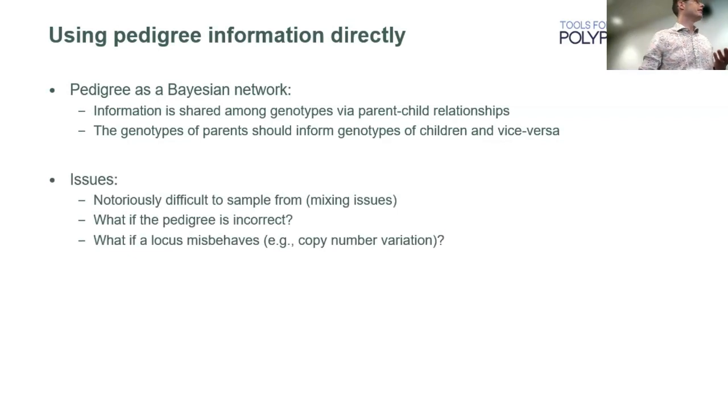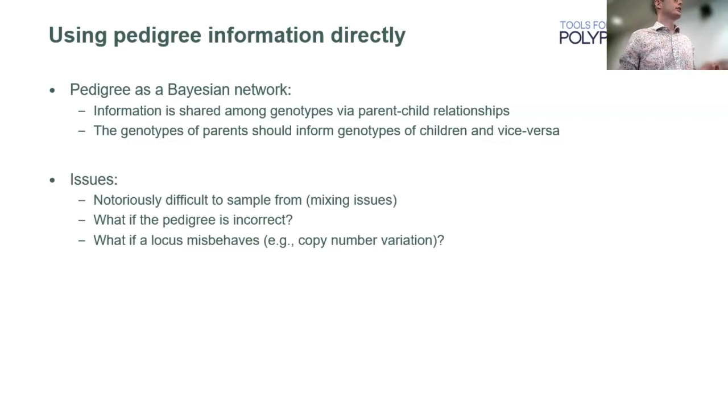The issue here is that there's actually quite a bit of literature around genotyping using Bayesian networks, and it's notoriously difficult. You can run into all sorts of mixing issues if you try to apply this in the strictest sense, where you're forcing genotypes to stay conformed to the pedigree structure. There are also questions about what the pedigree is, and what happens if the pedigree is incorrect. So again, you want to be reasonably confident about your pedigree information.